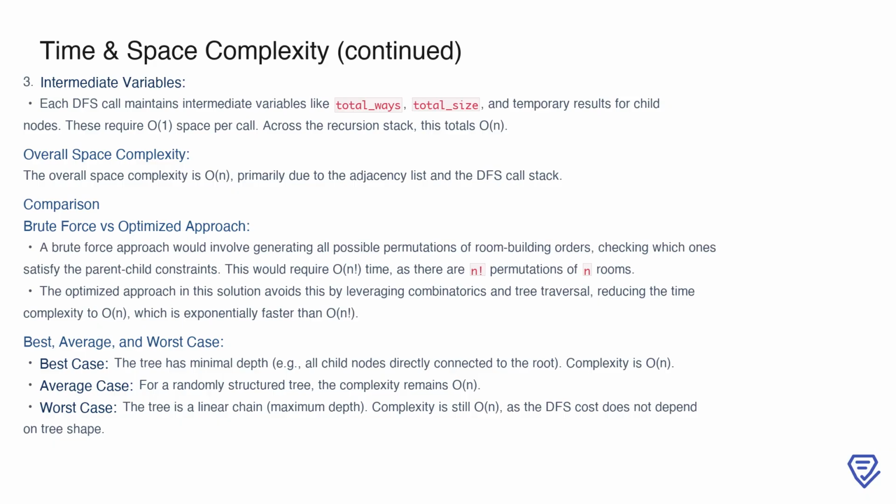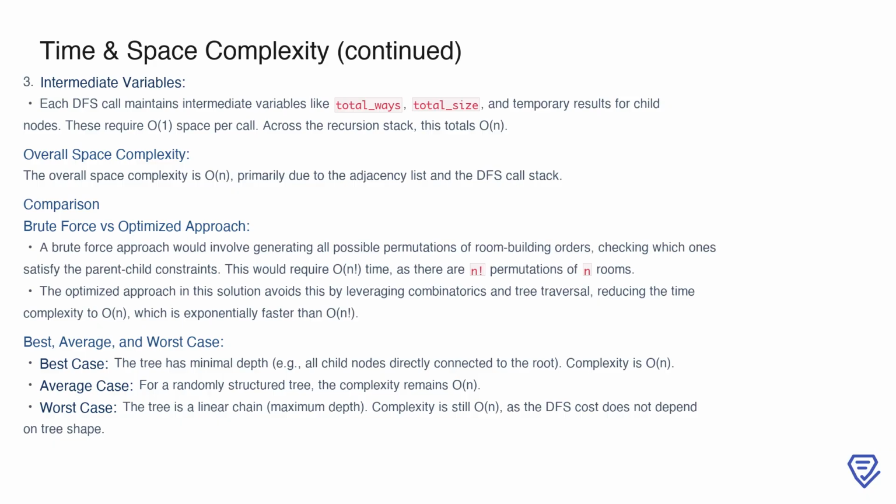Comparing this optimized approach to a brute force method highlights its efficiency. A naive solution would generate all n! permutations of room building orders and check each one for validity, which would take O(n!) time.